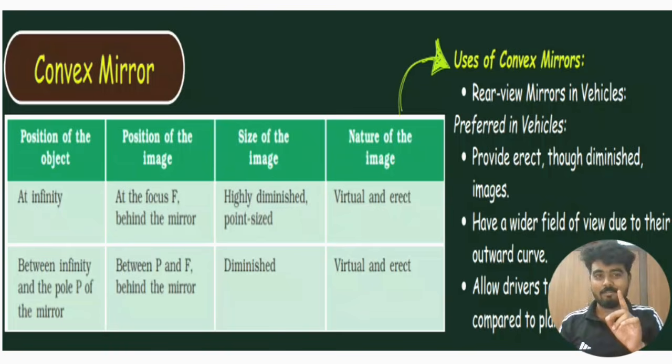Now it's time for the key points. What are the key points in the uses of concave and convex mirror? The first one is the nature of the image formed by a concave mirror is always real and inverted except one case. Now, when we go for convex mirror, the nature of the image formed by a convex mirror is always virtual and erect.